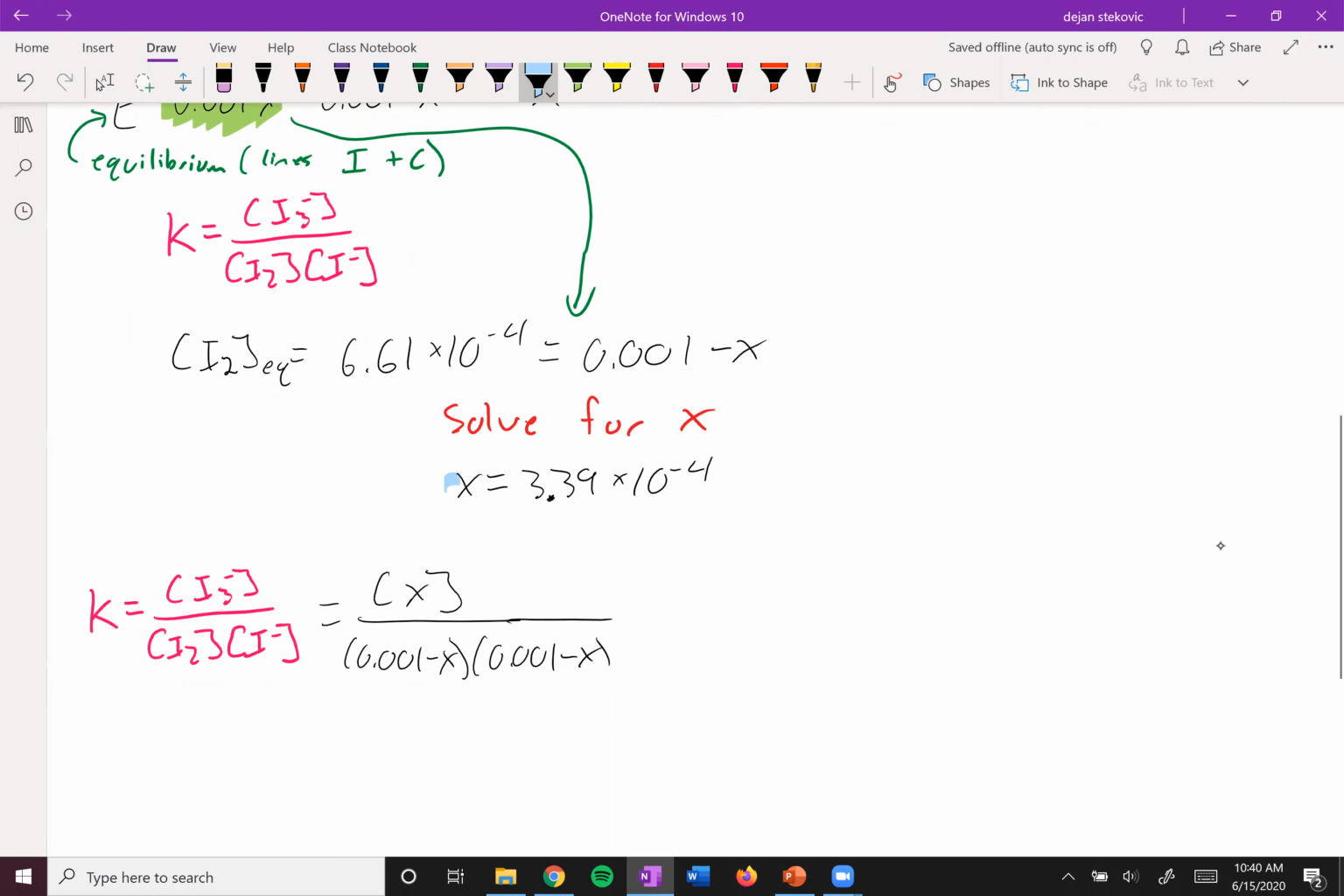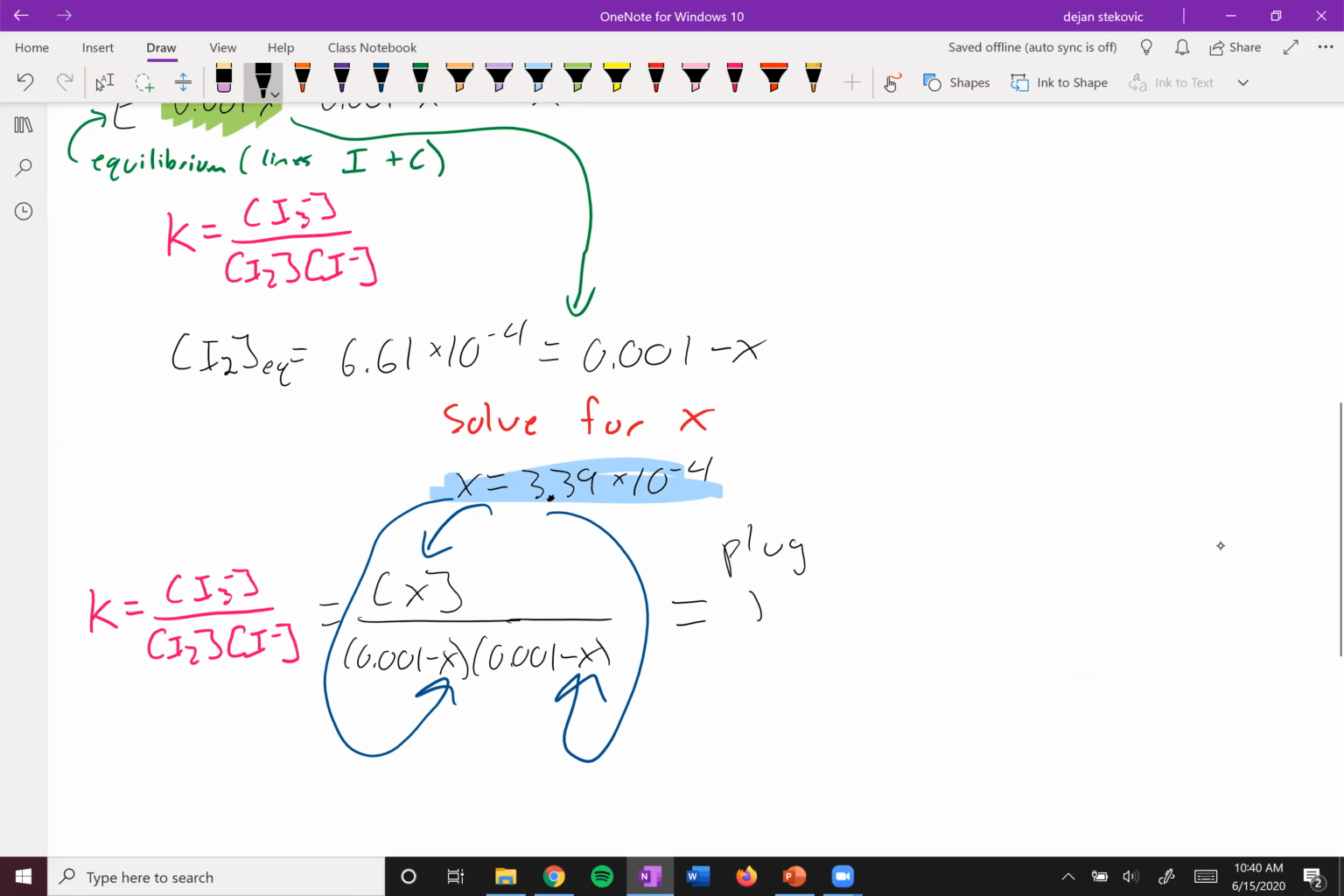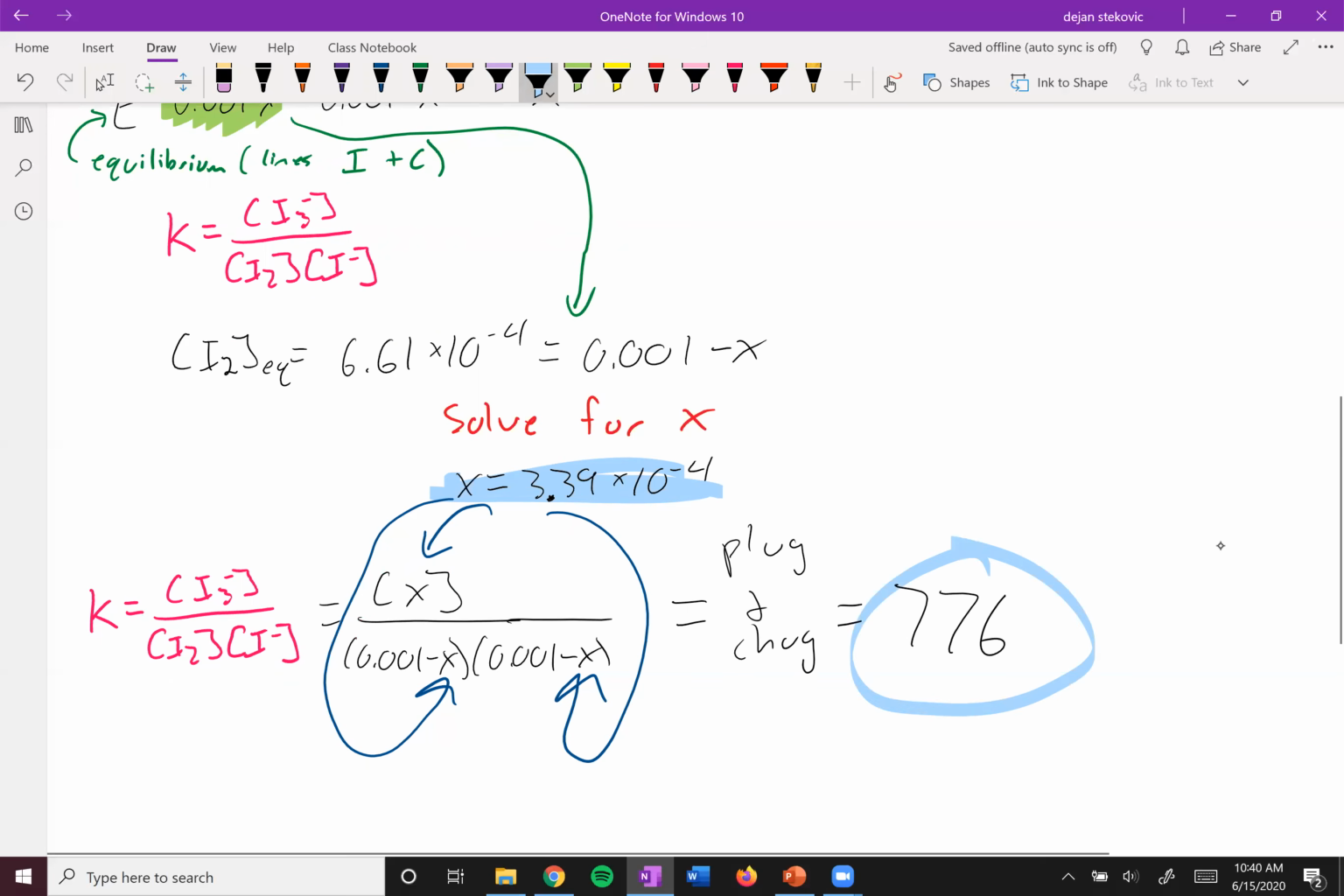And we know the value of x. And so we can plug in x at each one of these, right? And then solve, right? So then you just have to plug and chug. And you should get a value of 776 as your value of K.